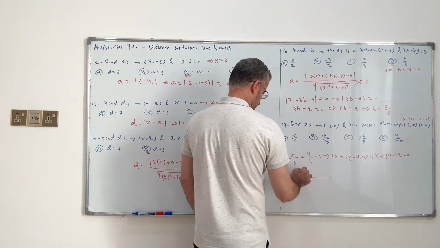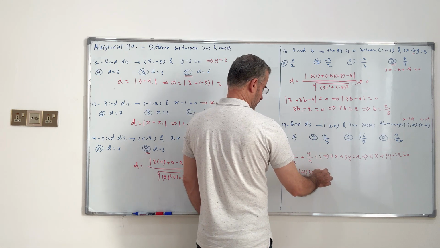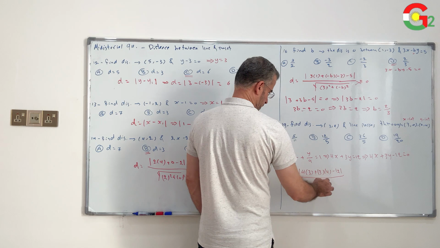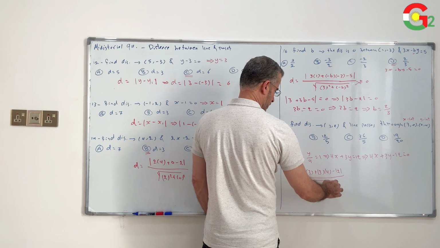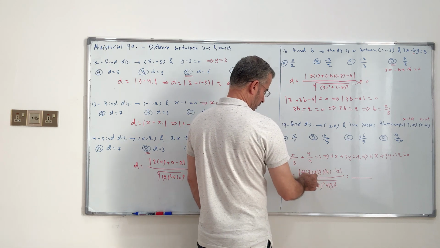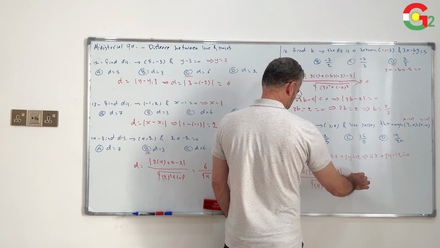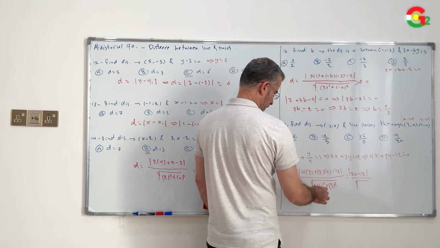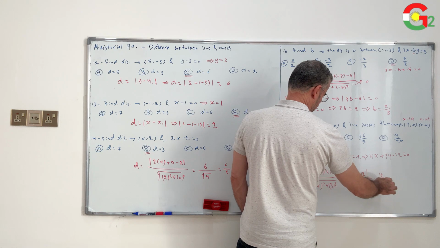Now the distance is the absolute value of a x1 plus b y1 plus c, over the square root of 4 squared plus 3 squared, equal to 12 plus 12, which is 24, minus 12, absolute value, over the square root of 16 plus 9, which is 25. So the distance is 12 over 5.